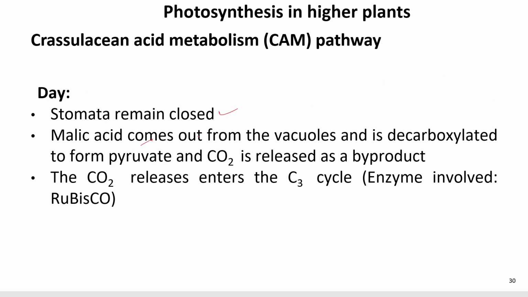Okay, and the malic acid comes out from the vacuoles and is decarboxylated to form pyruvate, and carbon dioxide is released as a byproduct. Now this carbon dioxide which is released enters the C3 cycle, and the enzyme involved we know is the Rubisco enzyme, which is involved in the C3 cycle.